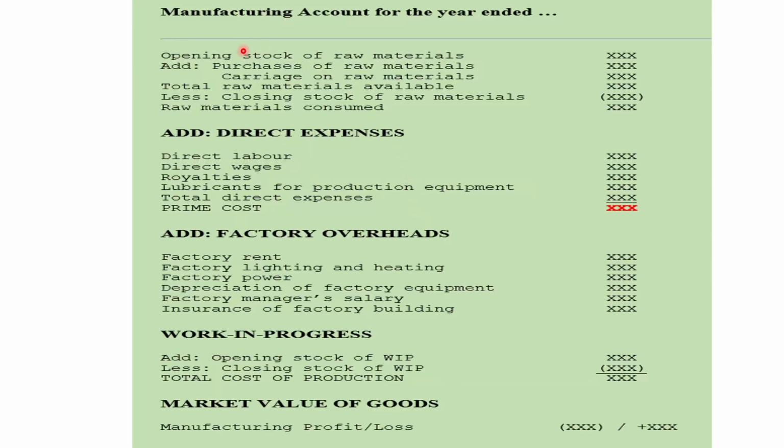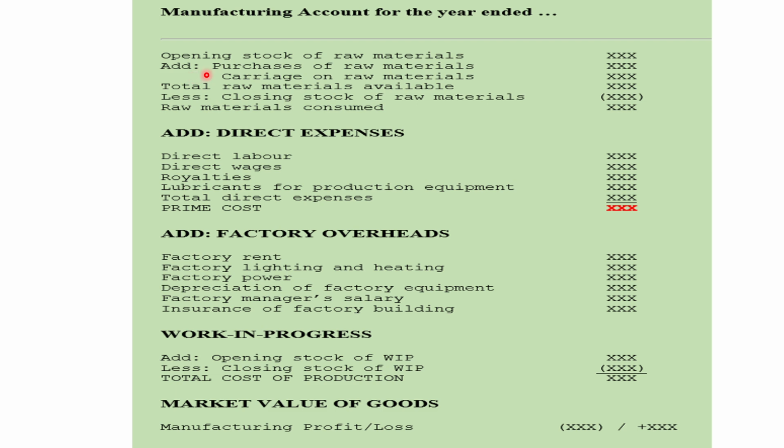So this is the layout of the manufacturing account. The title is going to be manufacturing account for the year ended 2025, for example. So the first, I hope you can see, it's opening stock of raw materials. You're going to put it here, okay? Opening stock of raw materials. That is how many raw materials you had when the year started.